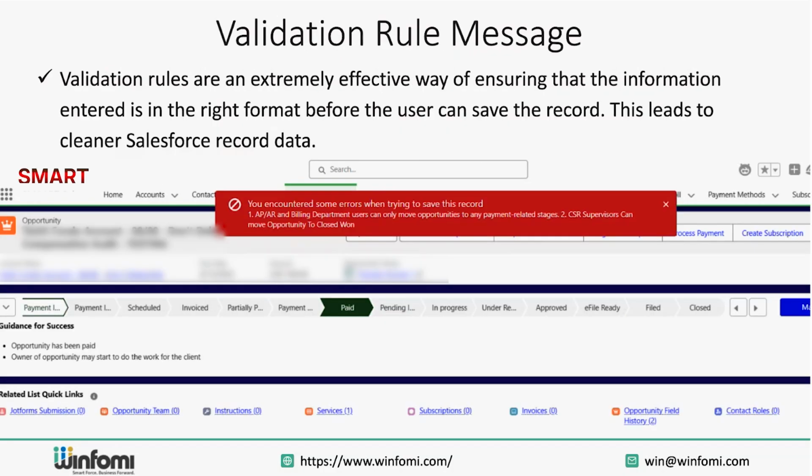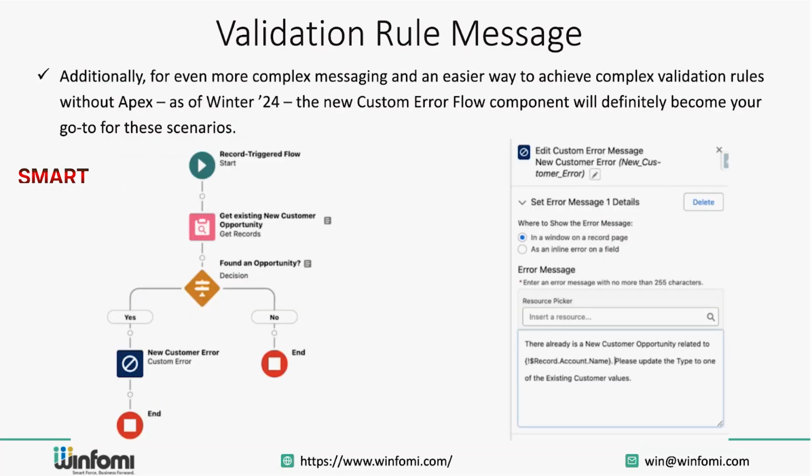And next, validation rule message. If we are going to do a validation rule, we need to keep the validation rule message clear and easy to understand, so they know what they need to do next if they hit the validation. Also, for a complex validation rule, we can now do it in Flow itself. In Flow, there is a new component to show the error message. Okay, so we can utilize this to achieve it if we have any complex logic.